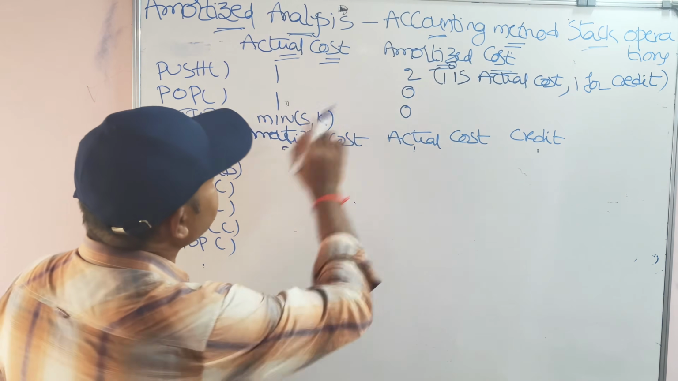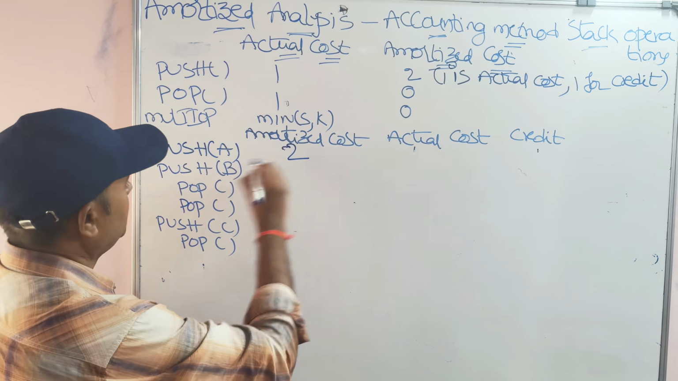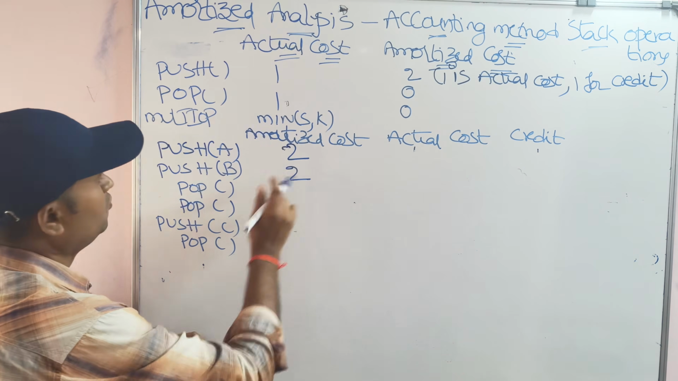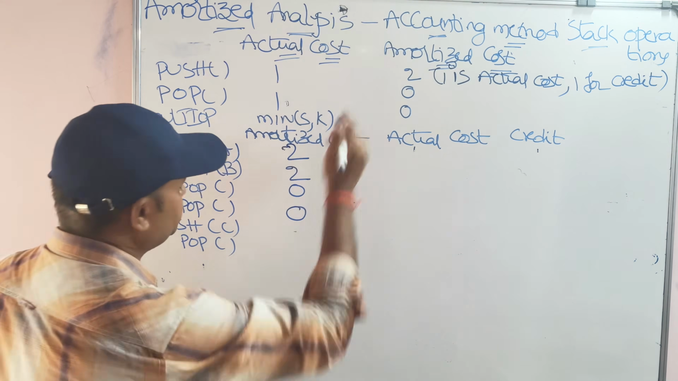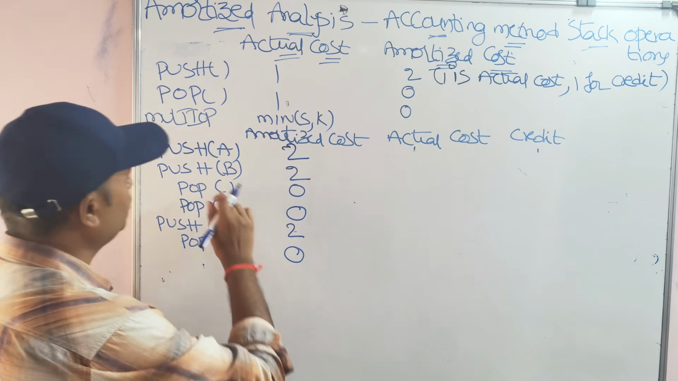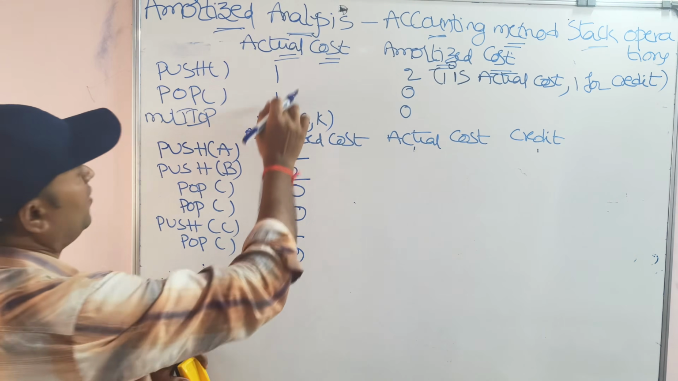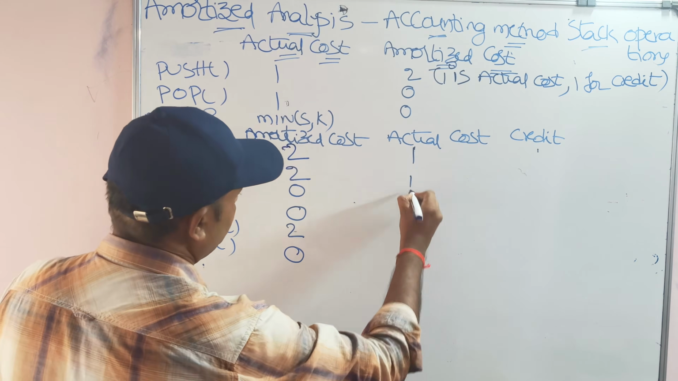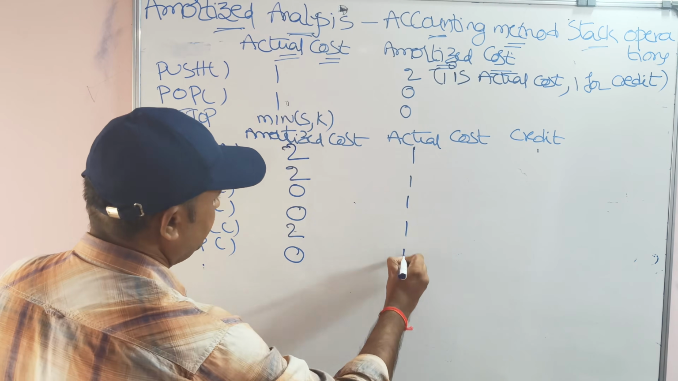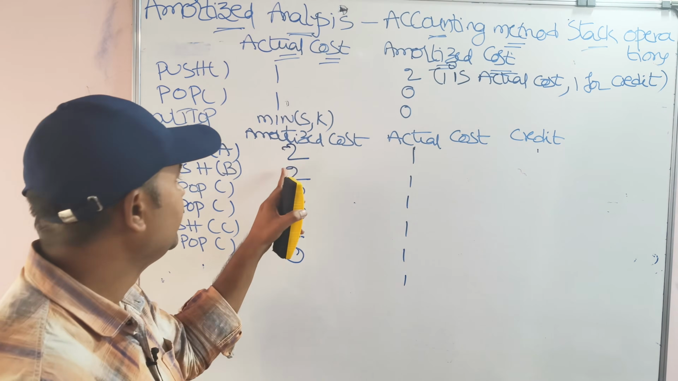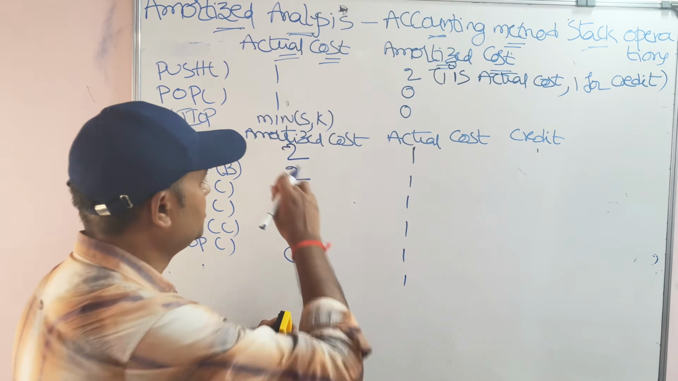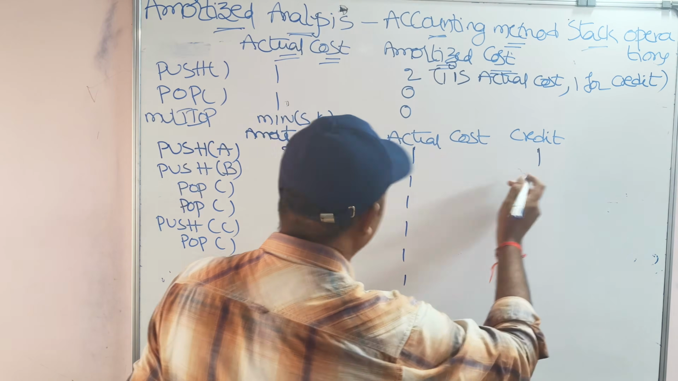So for push, what is the amortized cost? 2. For push 2, for pop 0. For pop 0, for push 2. For pop 0. For push or pop, what is the actual cost? 1 only. So 1, 1, 1, 1. Now let us calculate the credit. What is the formula for credit? Amortized cost minus actual cost. So 2 minus 1 means 1.